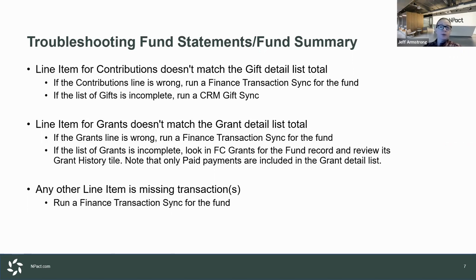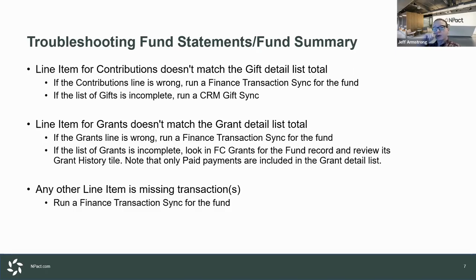Another one, the second bullet point here, is the grant detail list. A lot of times you'll have a line item for grants, and then you'll have a breakdown of all those grants that are paid, and the numbers may not match up. If the grants line is wrong, then the line items come from transactions that have been synced over from the finance system. So again, if that line is wrong, you're going to want to do the same thing that we mentioned above, and run a finance transaction sync for that fund and bring in the missing grant transactions.